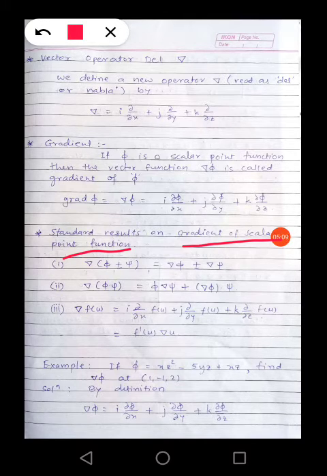First one is del of phi plus minus psi. So phi is a scalar function, psi is also a scalar function, and we see algebra of scalar functions. So del of (phi plus minus psi) is equal to del phi plus minus del psi. So this is the addition rule of derivative or subtraction rule of derivative, as usual, as we have seen in the 11th and 12th standard.